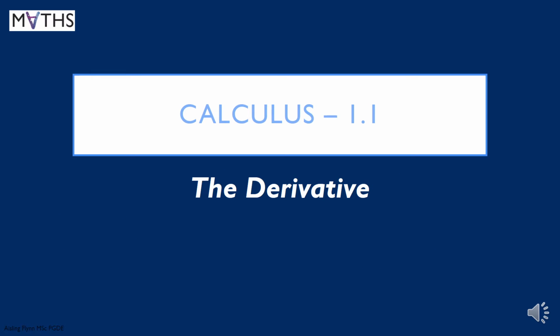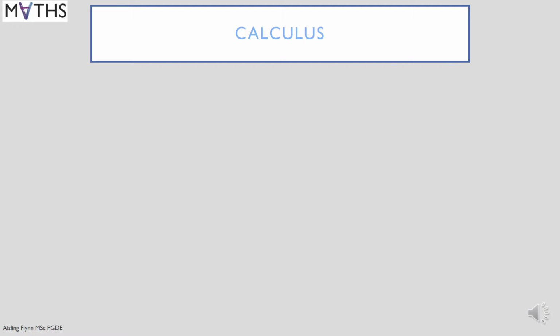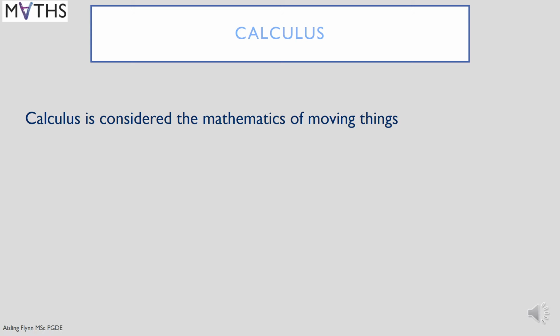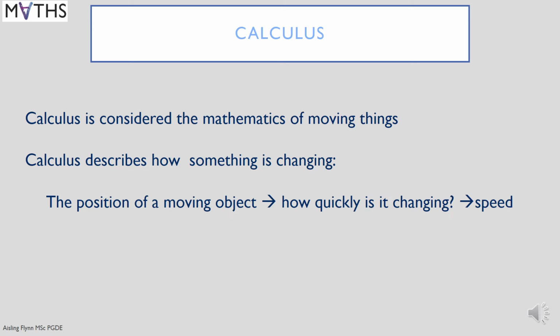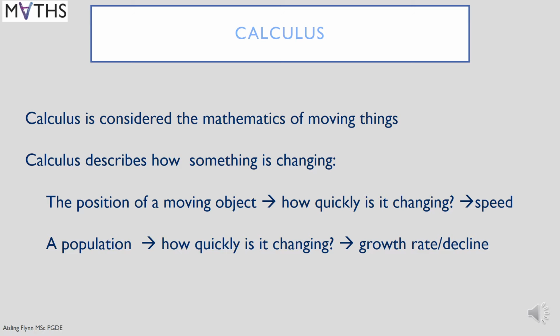This is Calculus 1.1, the derivative. Calculus is considered the mathematics of moving things. Calculus describes how something is changing. For example, the position of a moving object. How quickly is it changing? And this gives us speed. Or a population. How quickly is it changing? Is it rising or falling? And we get the growth rate or the rate of decline.